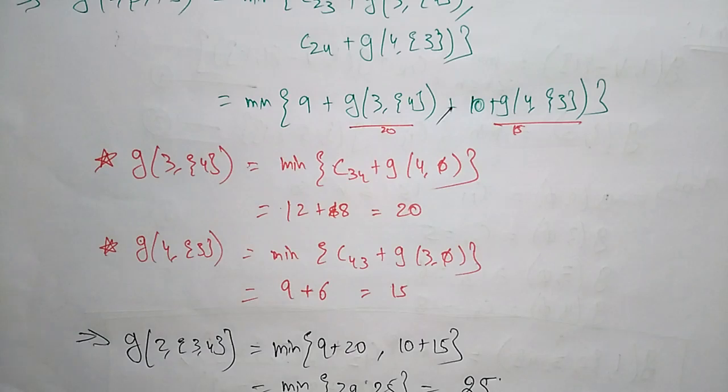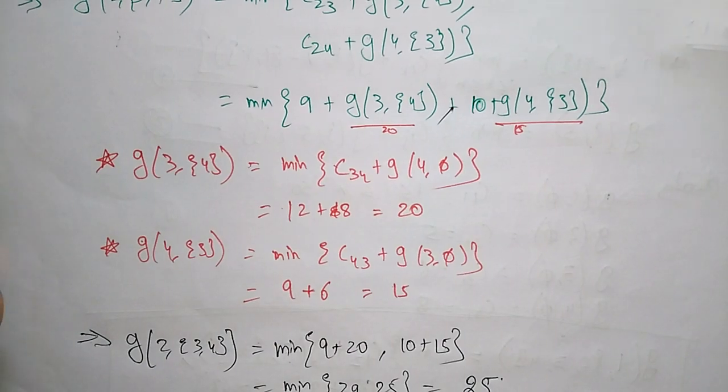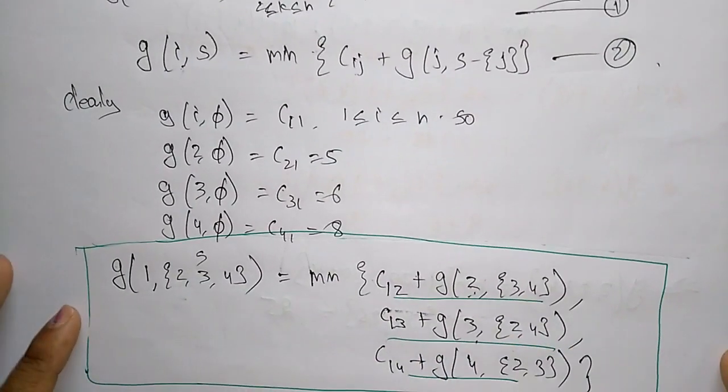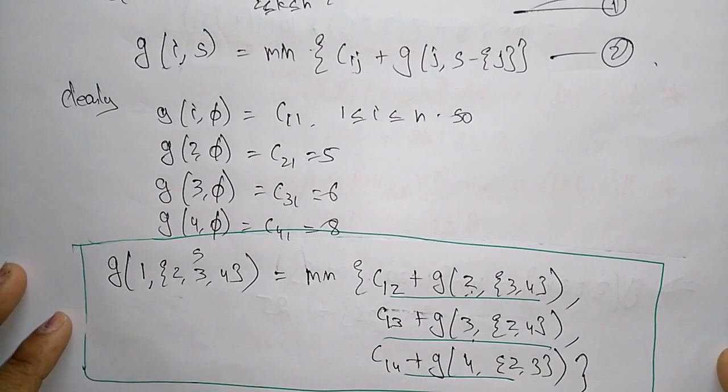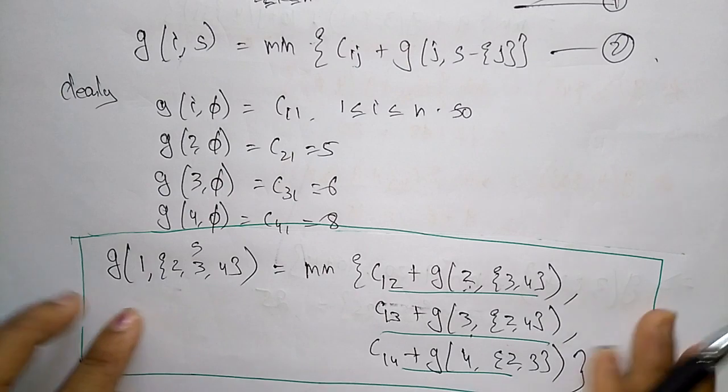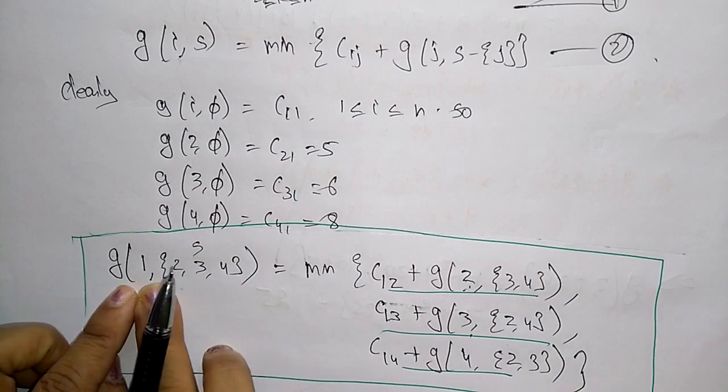Hi students, let us continue the traveling salesman person problem. In the previous video we wrote the formula for calculating the shortest path, the minimum cost, starting from vertex 1 and visiting the other vertices. So this is the formula.